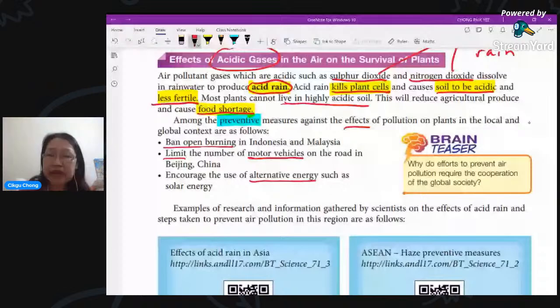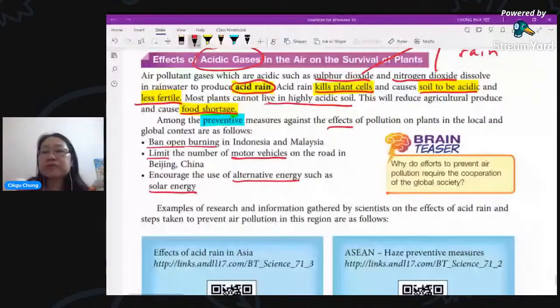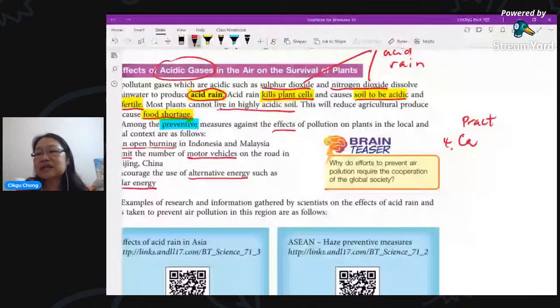But what about you? You as a student, what can you do? You cannot ban open burning. You can just say do not burn rubbish in the open. You can say that, right? Do not cut down trees. That means yourself. You don't help to make the problem worse by cutting down trees. But what you can do is maybe something simpler. For example, number 4, you can practice carpooling. This is something that you can do. Share vehicles.